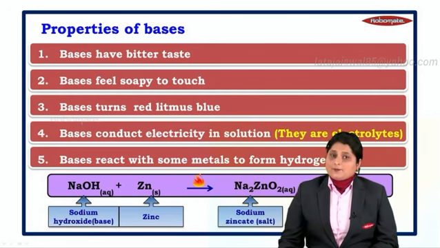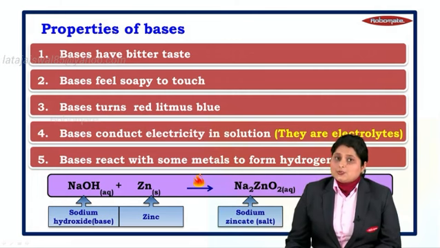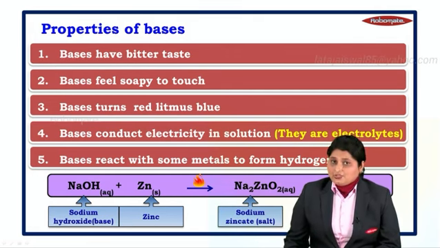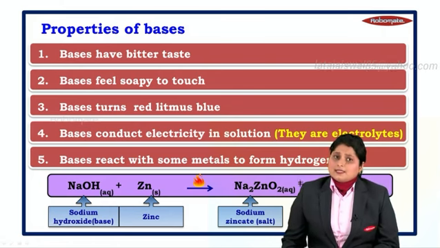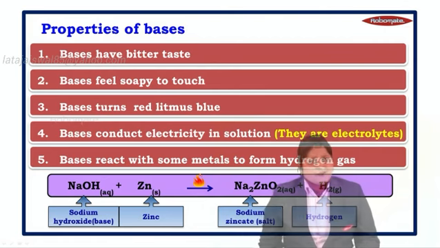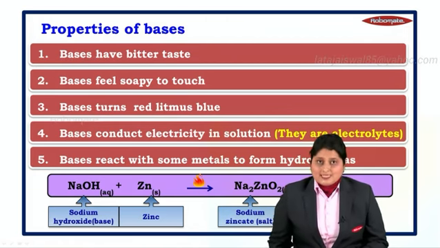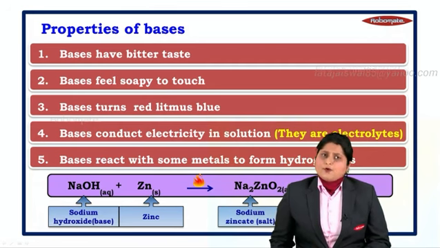Now, when these two react, the product is sodium zincate, whose molecular formula is Na2ZnO2, and its name is sodium zincate, which is a salt. Along with this, there is an evolution of hydrogen gas. So, very few metals displace hydrogen from a given base. We will learn many more properties of bases in the next module.